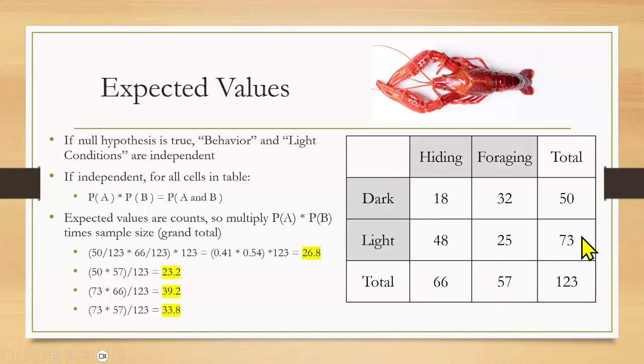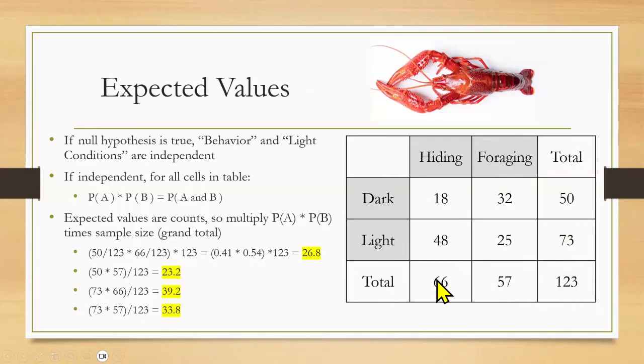All right, so we're going to do the row total, 73, times the column total, 57, and then we're going to divide that by 123, the total. Make sure you're understanding that I have these titles of my different categories, hiding and foraging. I've highlighted them in gray for you to make sure that you're seeing the difference between the categories. And then we have this column for the totals.